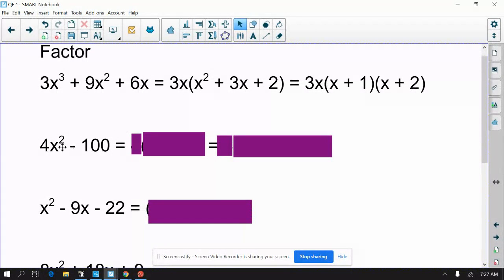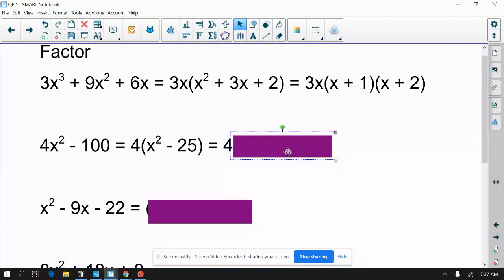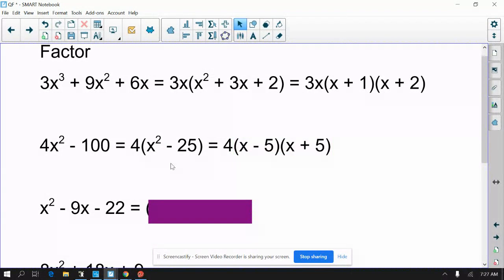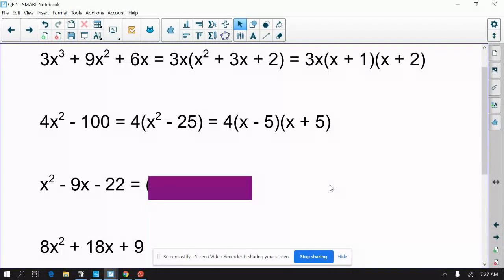For here, again, GCF, these both have a 4 in common. So you're taking out 4, and that's going to be part of your final answer. When you divide both of these by 4, you're left with x squared minus 25, and that is a difference of squares. This is a square minus a square, so that factors into x minus 5 times x plus 5. You take the square roots of both. One of them is minus, one of them is plus.